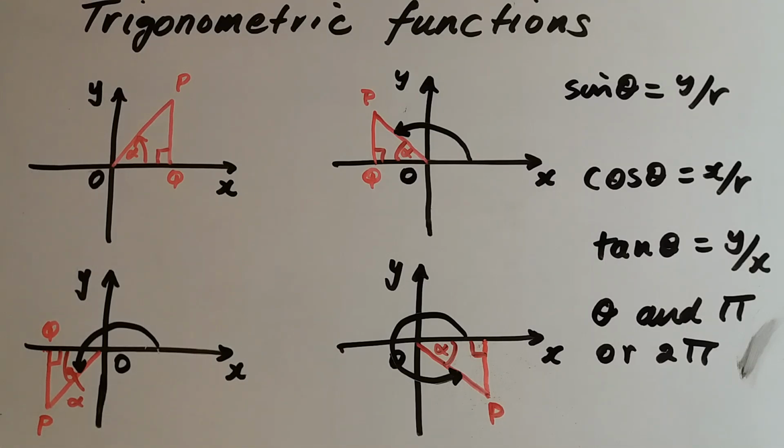And then we defined alpha as the acute angle associated with theta. And the value of alpha, we also mentioned, for a specified value of theta is the difference between theta and pi or 2 pi, and for larger angles, multiples of 2 pi.